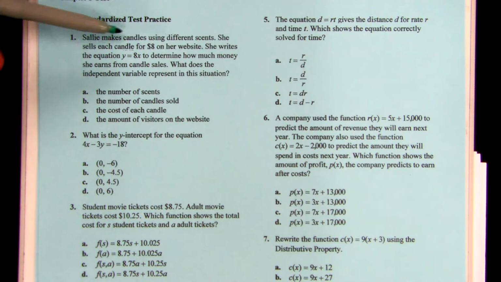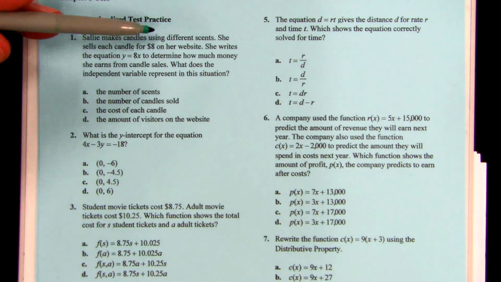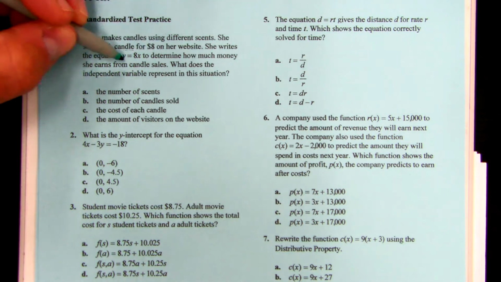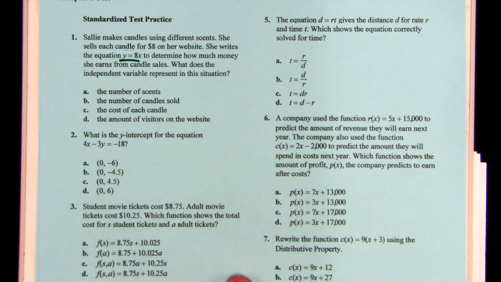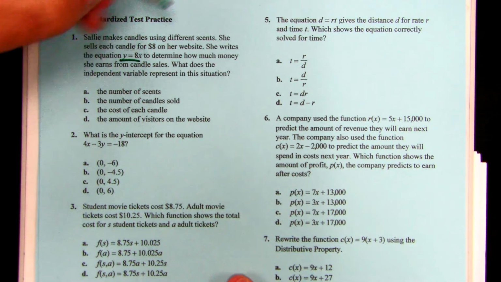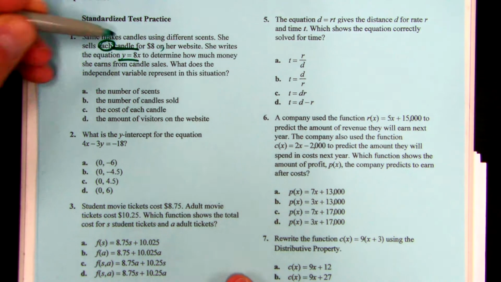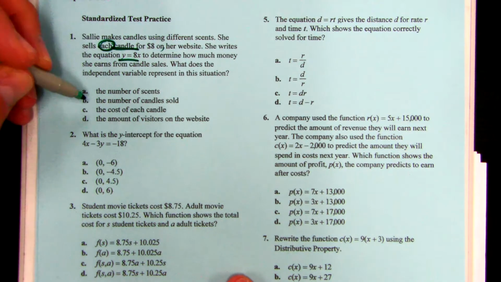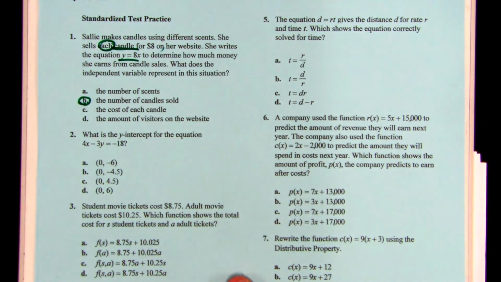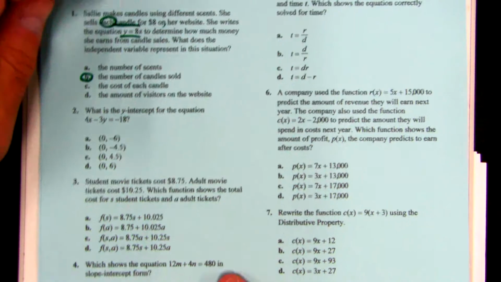It says Sally makes candles using different scents. She sells the candles for $8 on her website, which means she makes $8 per candle. And they even give you the equation. It asks you to determine how much money she earns in candle sales. And it says, what is the independent variable? Well, we know that she makes $8 for each candle. So the independent would be the number of candles she sells. Okay? So understanding that, you would circle each, and the word after it would be candle.